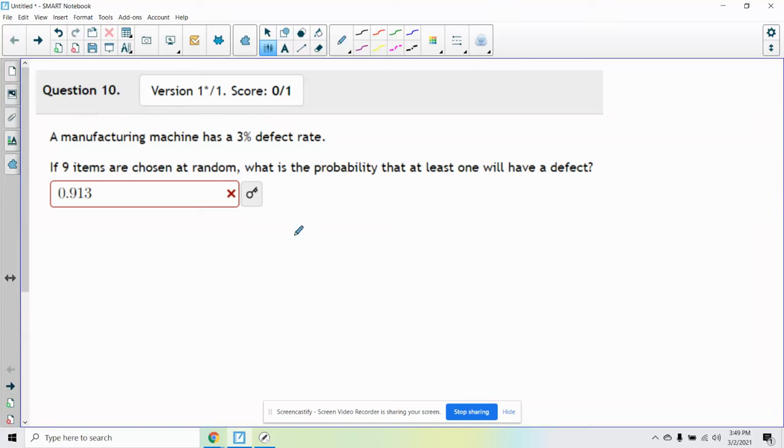Okay, so I just pulled one up from your math. I think this is the kind of question you're asking about. It says a manufacturing machine has a 3% defect rate. If 9 items are chosen at random, what's the probability that at least one will have a defect?